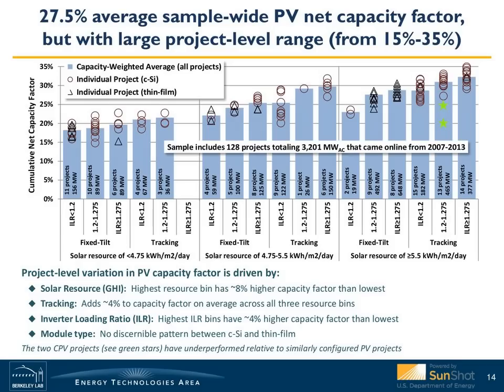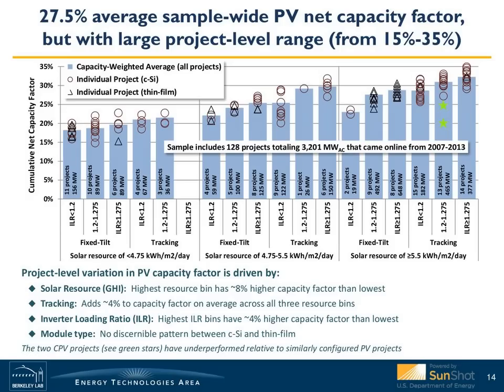And what this graph shows is cumulative capacity factors from a sample of 128 PV projects totaling about 3.2 gigawatts of capacity that were built between 2007 and 2013. So note that we don't have any 2014 projects in here because we do need a full year of operating history in order to calculate a capacity factor.